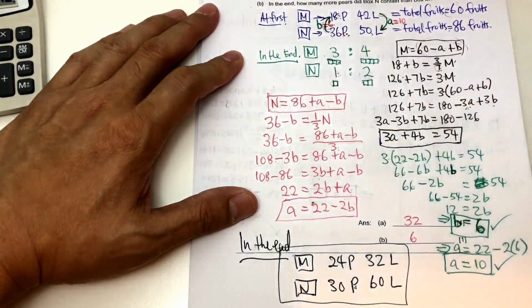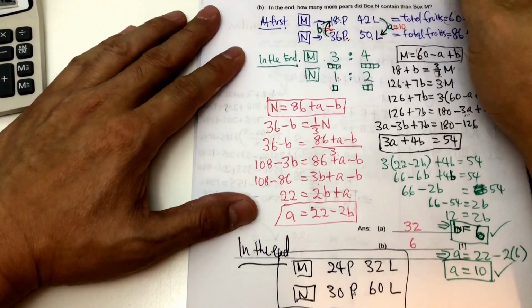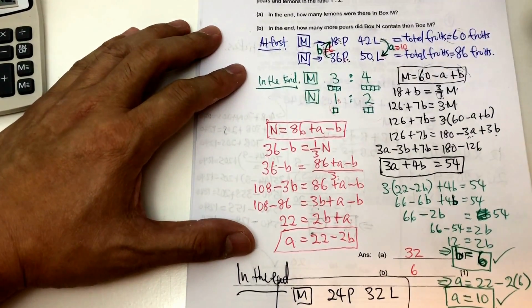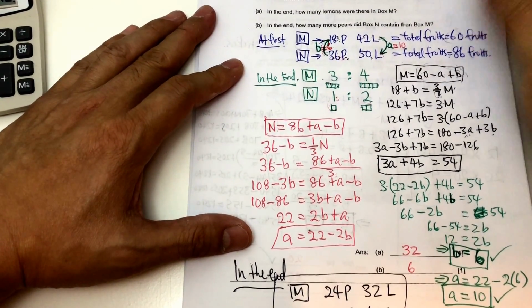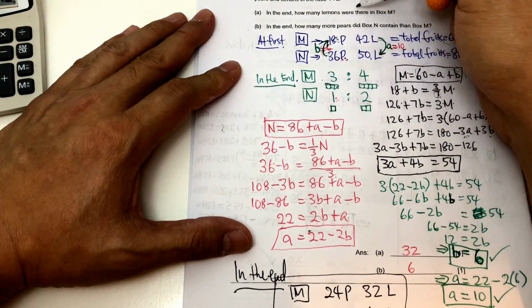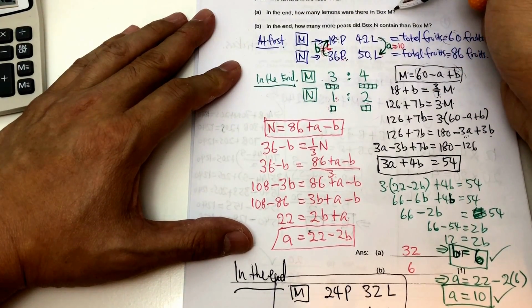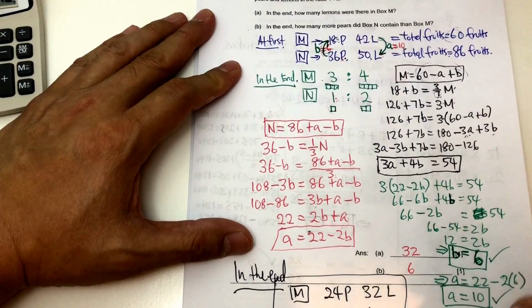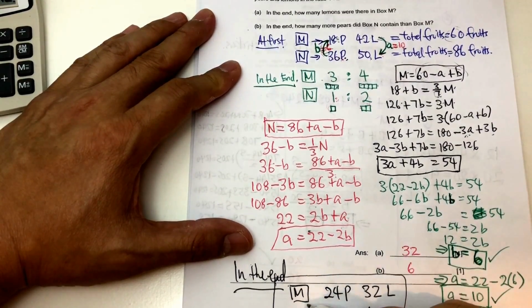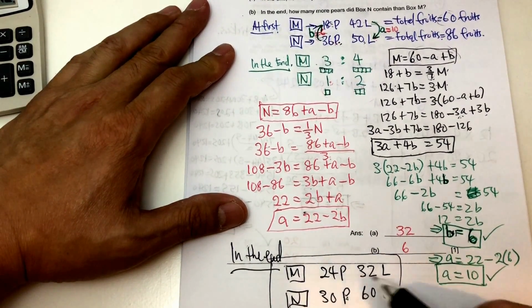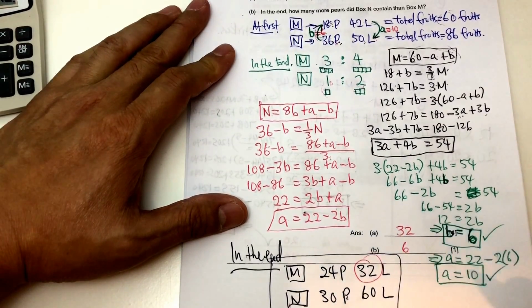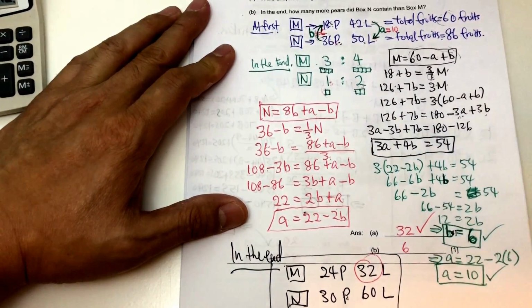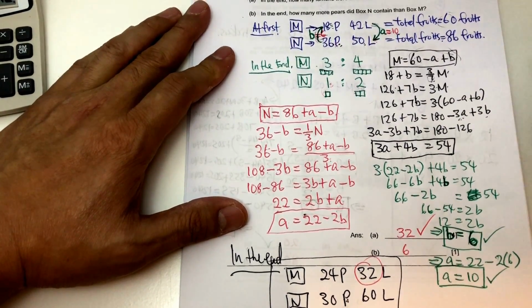All right, now let's have a quick read of the question again. The question says, in the end, how many lemons are there in box M? How many lemons in box M? This box M over here. How many lemons? The answer is 32. And 32 is correct. Okay.